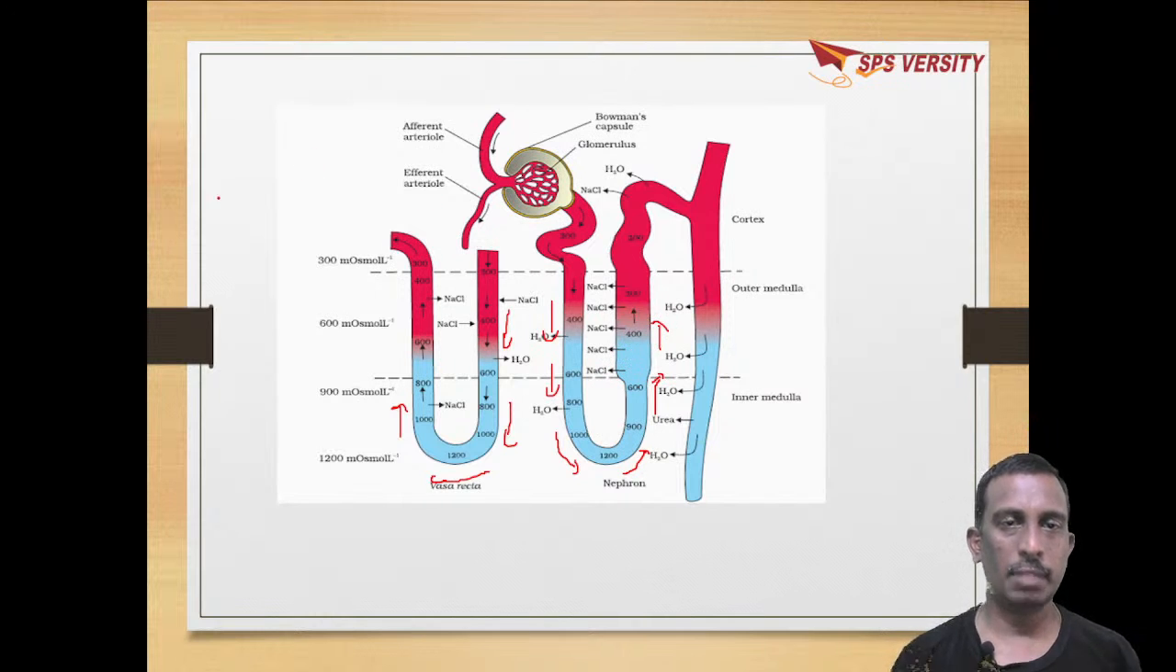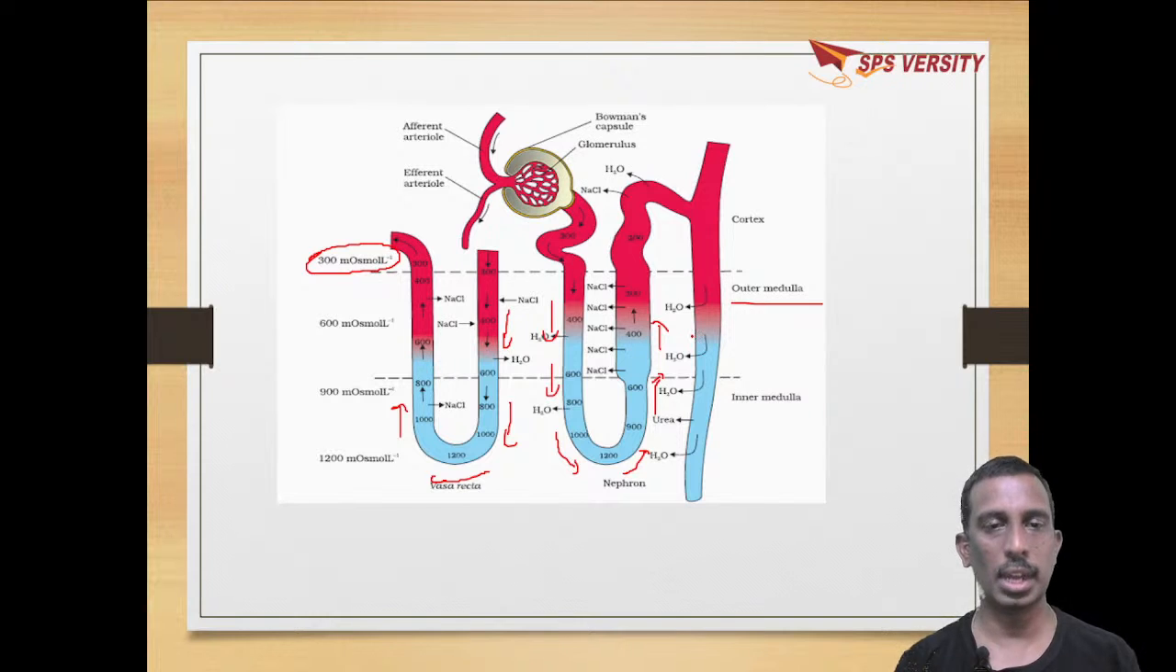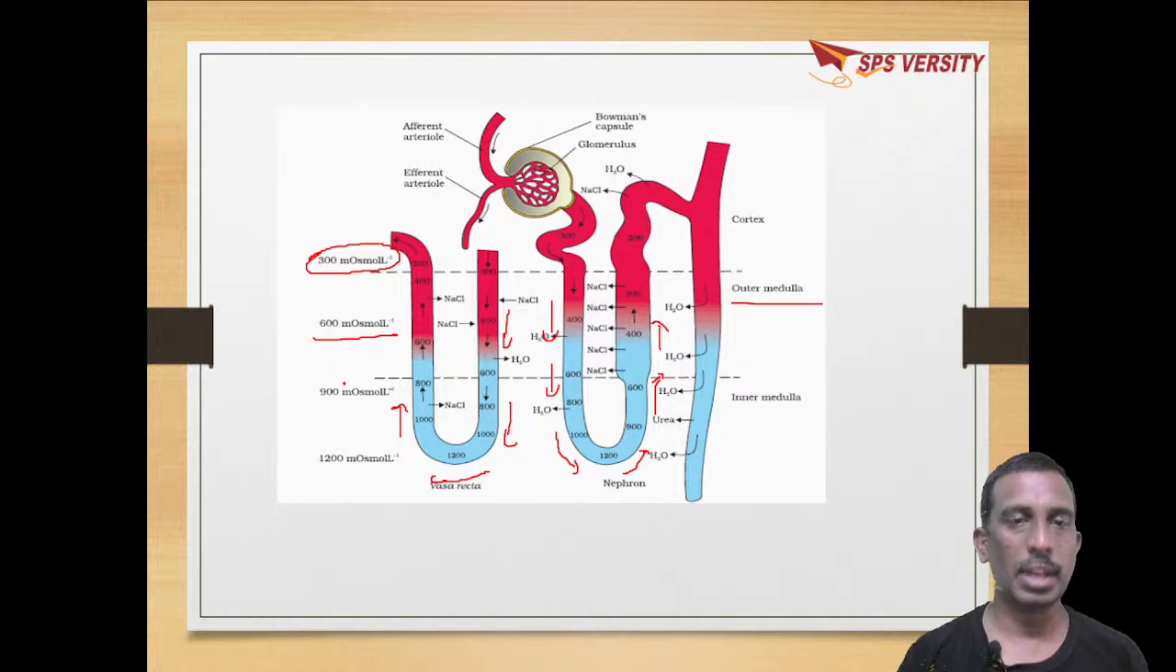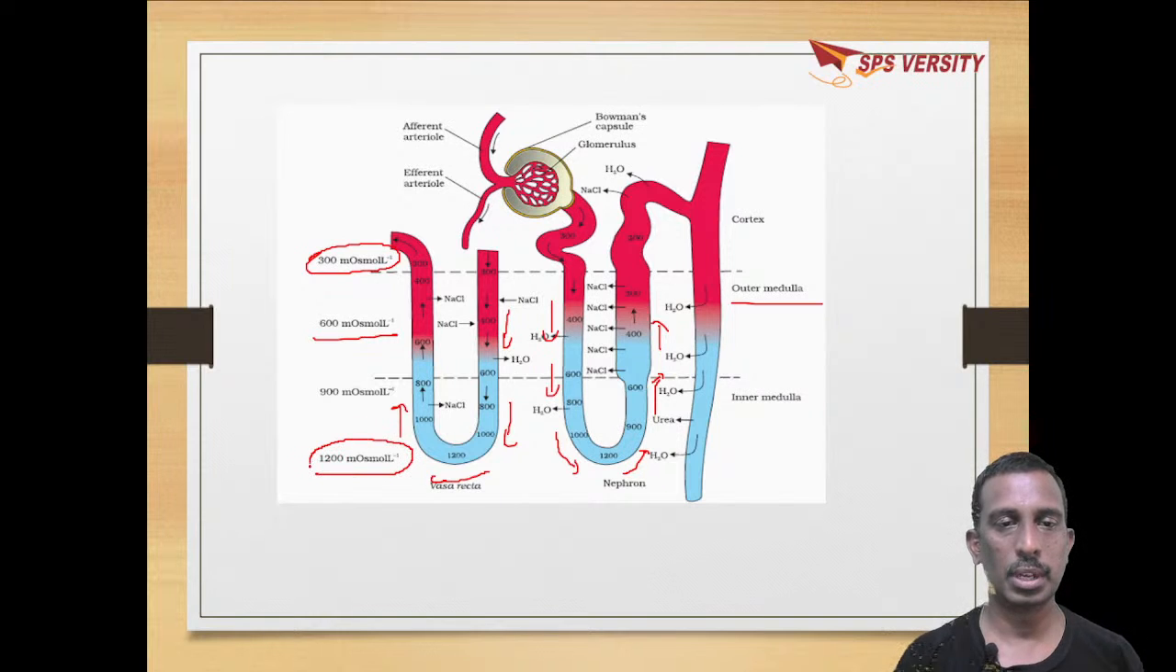Observe very carefully, in the cortex the osmolarity value is 300 milliosmoles per liter. When you come to the medulla, there are outer and inner medulla. In the outer medulla the value is 600 milliosmoles per liter, whereas in the inner medulla it is 1200 osmolarity. That is, in the medullary interstitium the value is 1200 milliosmoles per liter.